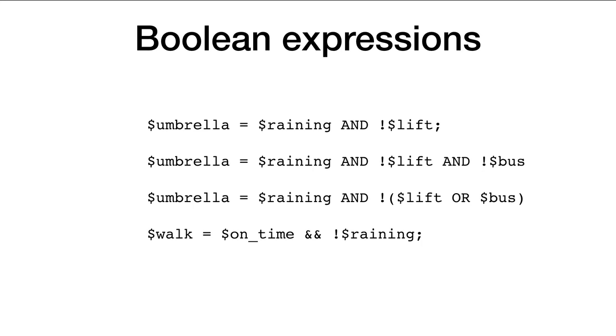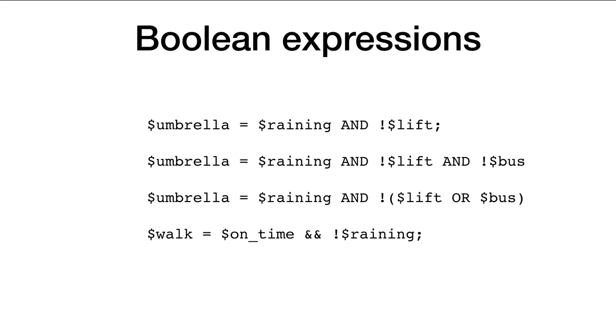And so if it was raining and you had a lift, you would get raining, which is true, and lift is true, so not lift would be false. So you'd have true and false, which would give you false. So you don't need an umbrella if you have a lift and it's raining.